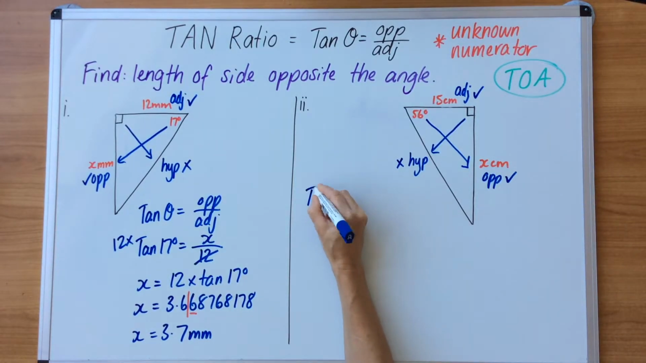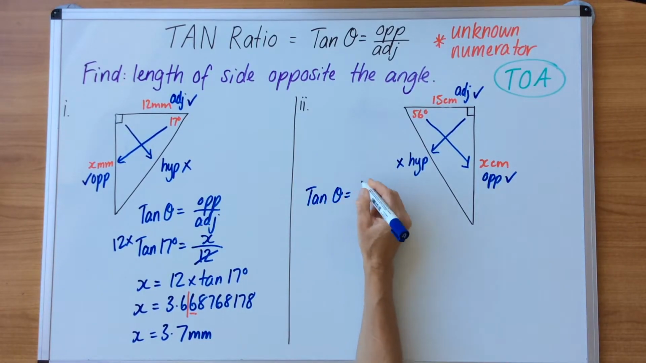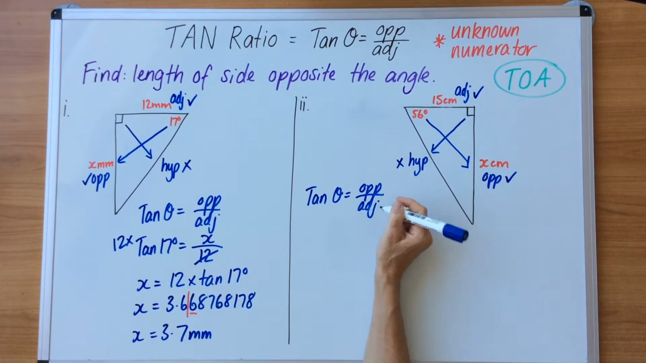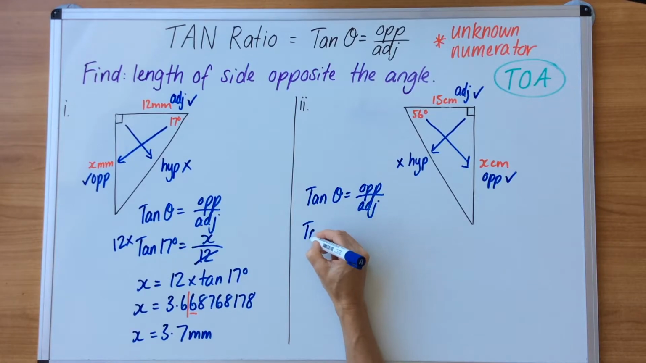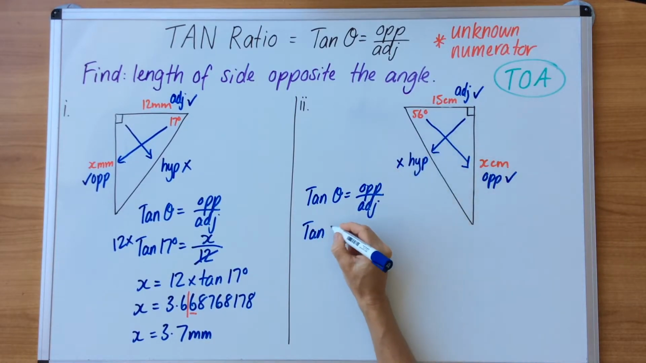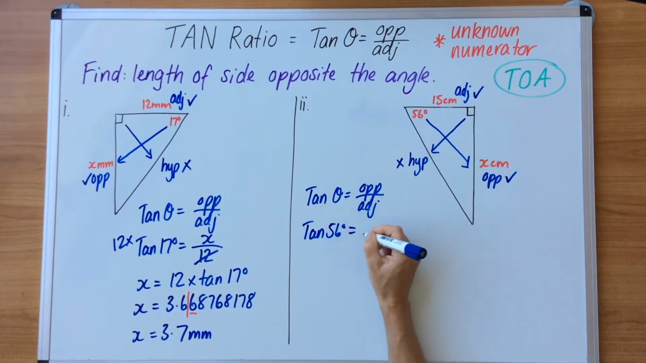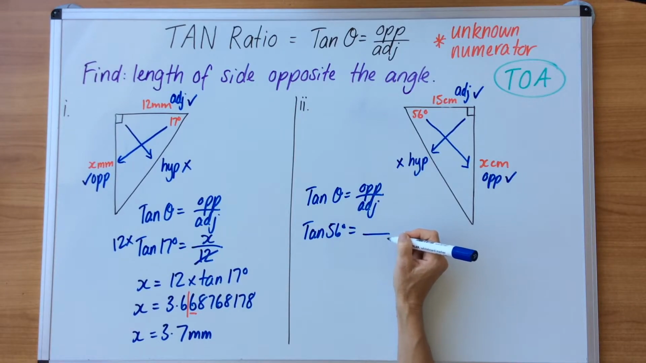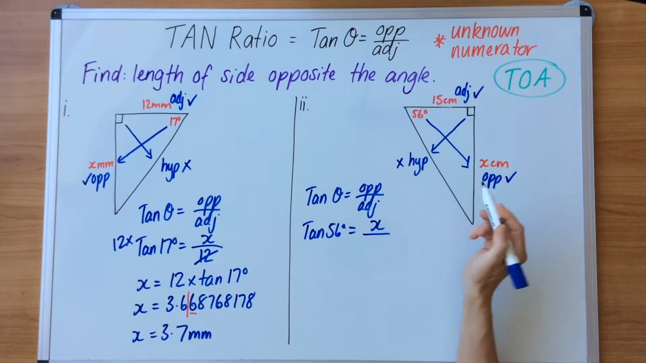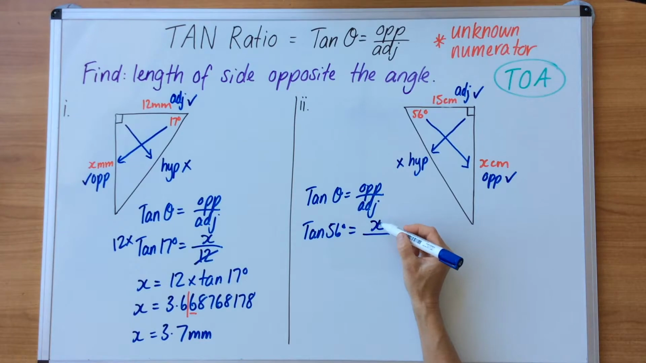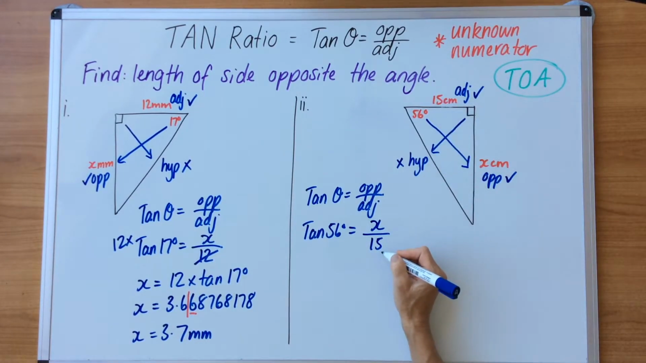So we write the rule, tan theta equals opposite over adjacent. And then we do the substitution line. So tan 56 degrees equals the opposite measurement, which is X, the unknown. We're still sticking with the unknown numerator. And the 15 goes as the denominator because that's the adjacent measurement.